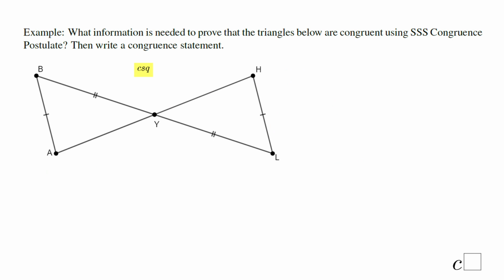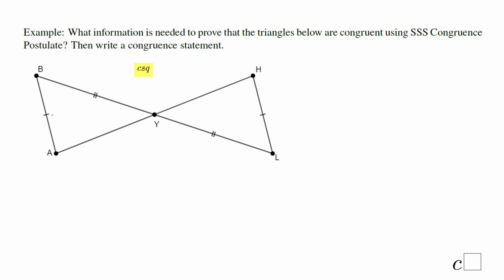Okay, a very, very similar problem. The only difference here is that these triangles have a common point, right? They have that Y that is part of both triangles, the vertex of both triangles. So the same question: what information is needed to prove that the triangles below are congruent using the SSS congruence postulate?